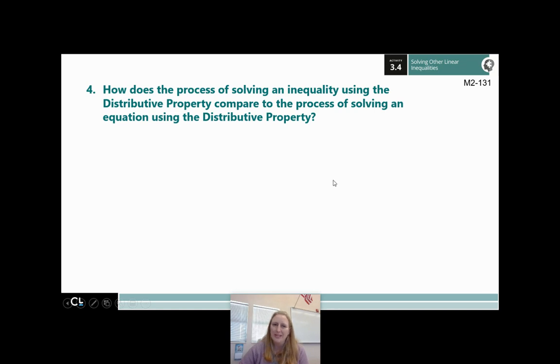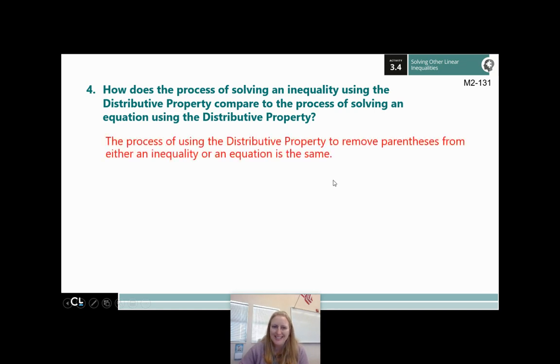Guys, you know what I'm about to tell you, right? There's no difference. The process of using the distributive property to remove parentheses is the same. Whether you're doing an inequality or an equation, it doesn't matter. Distributive property is distributive property. I don't care if there's an equal sign in the middle or a less than sign. It doesn't matter. It all does the same thing.